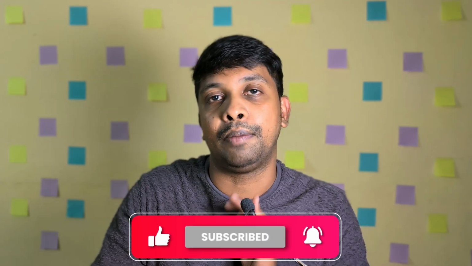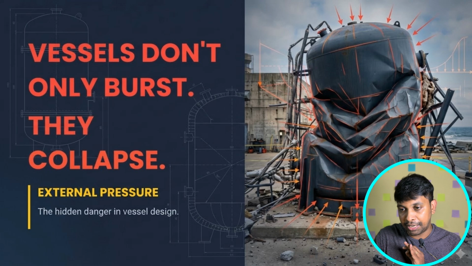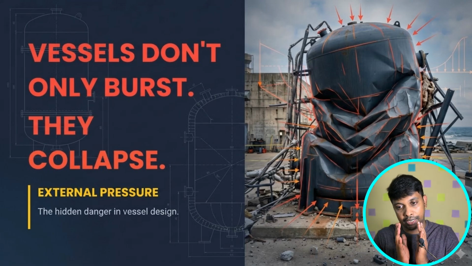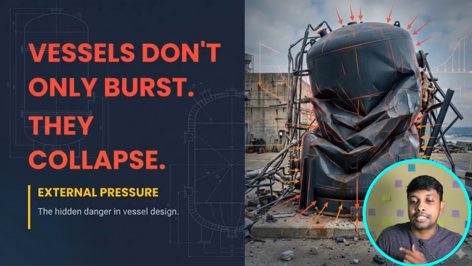What is external pressure? How does a vessel experience external pressure? From this image you can see that the vessel has completely collapsed. It has not burst or blasted, it has imploded. This happened because of external pressure. The vessel doesn't explode under external pressure, it implodes.